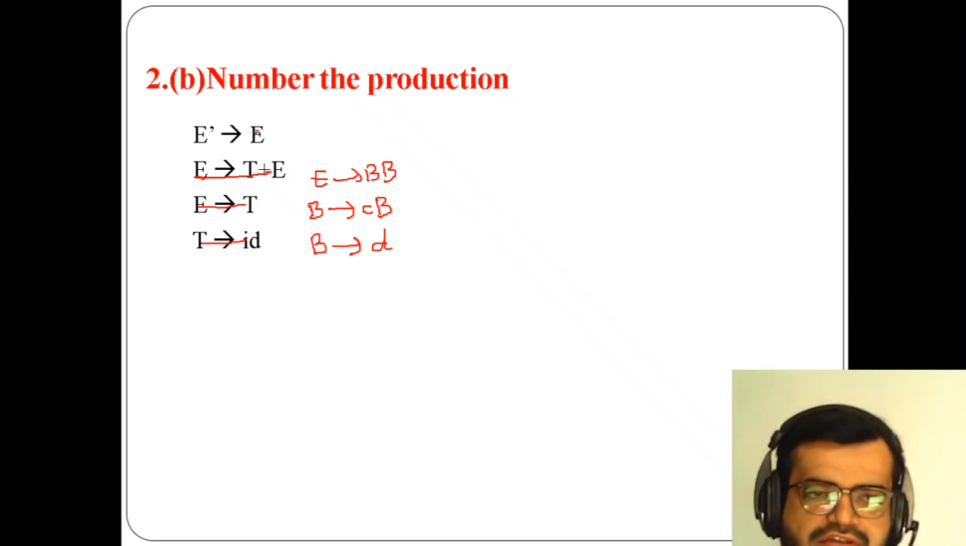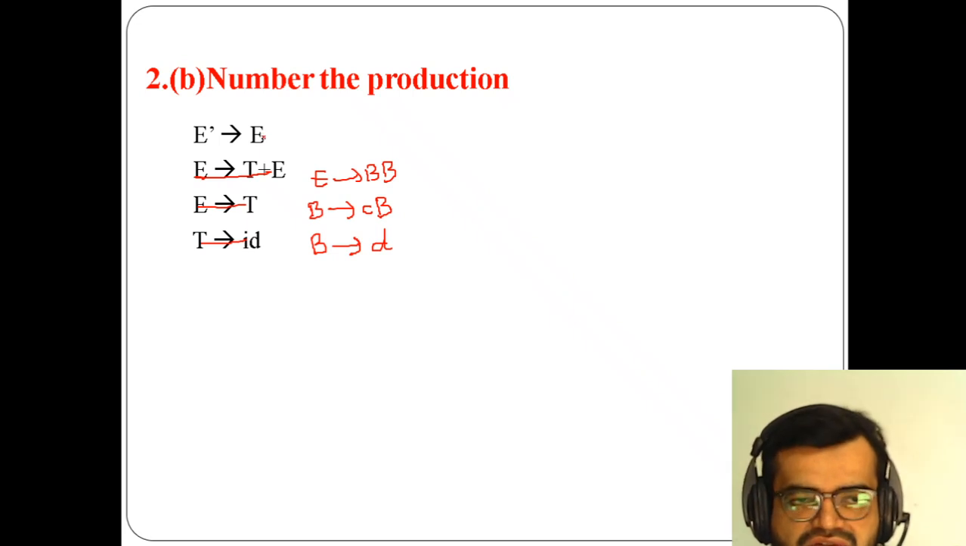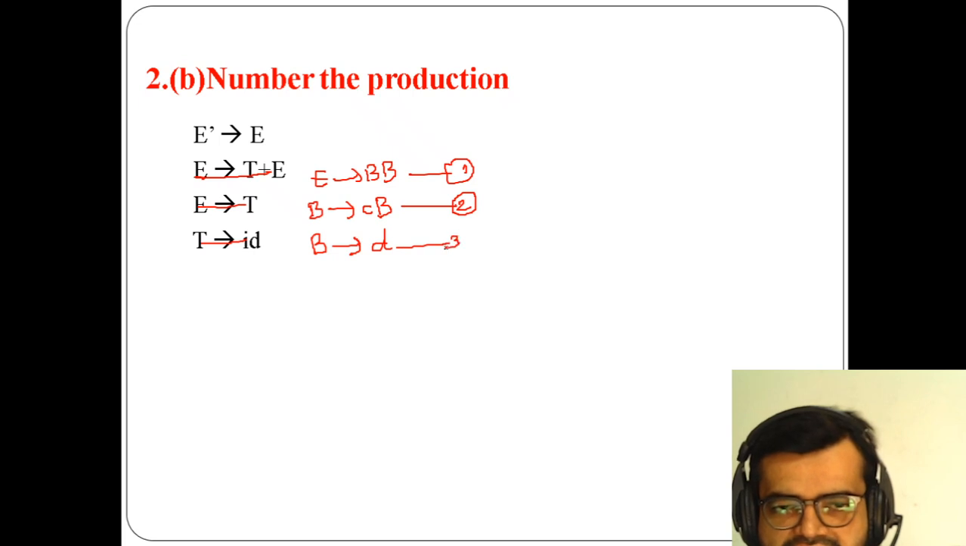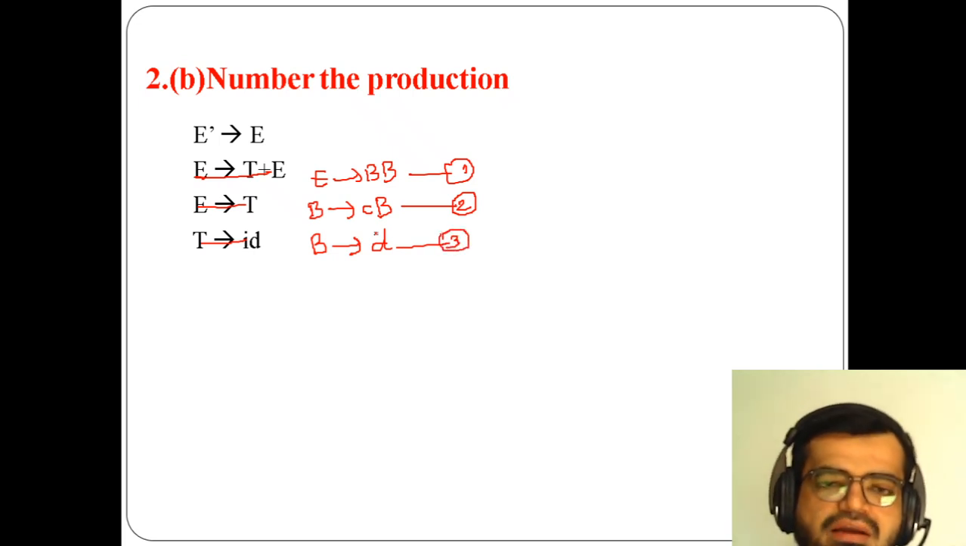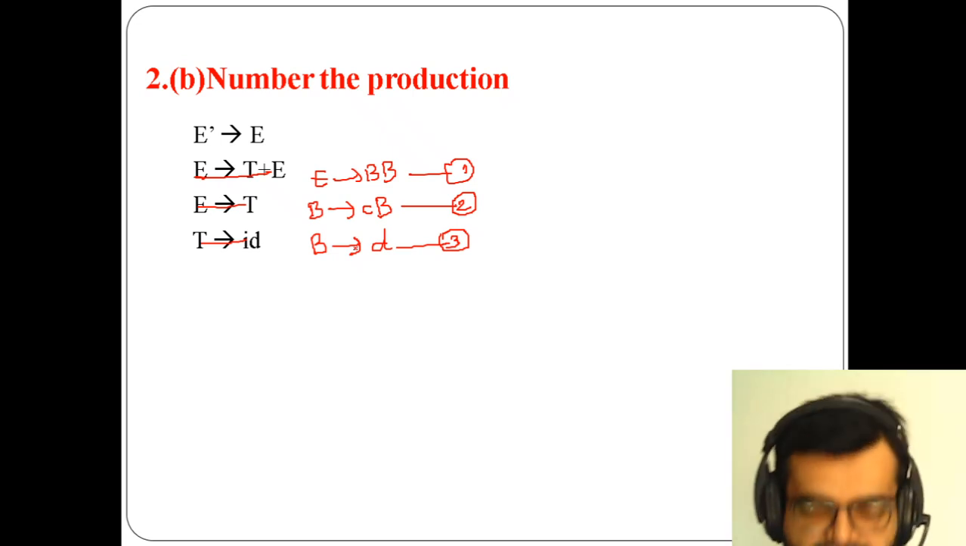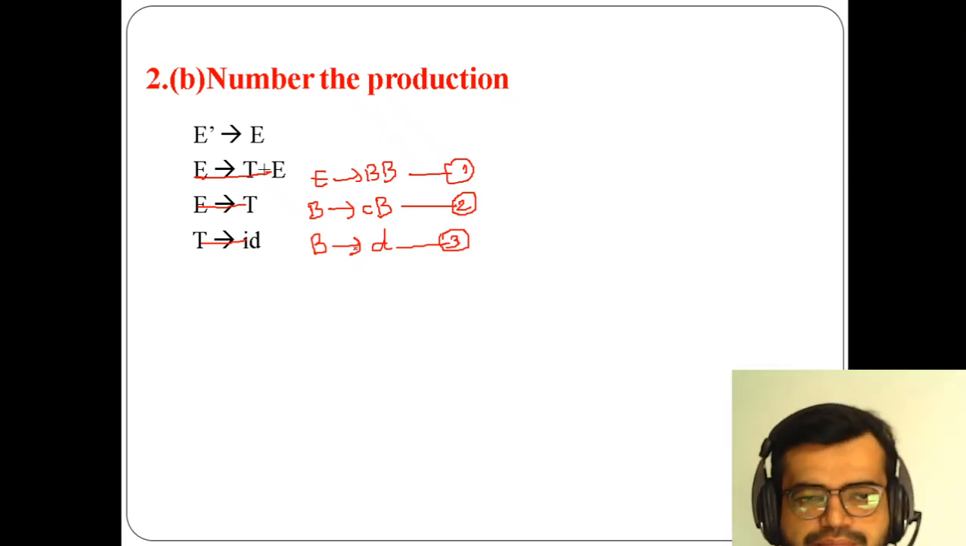So you have to exclude this production because this is temporary. You have defined E dash; originally it was not there. So you number this as 1, this as 2, and this as 3. You have numbered these productions 1, 2, 3. Okay, so now this is my 2B step.